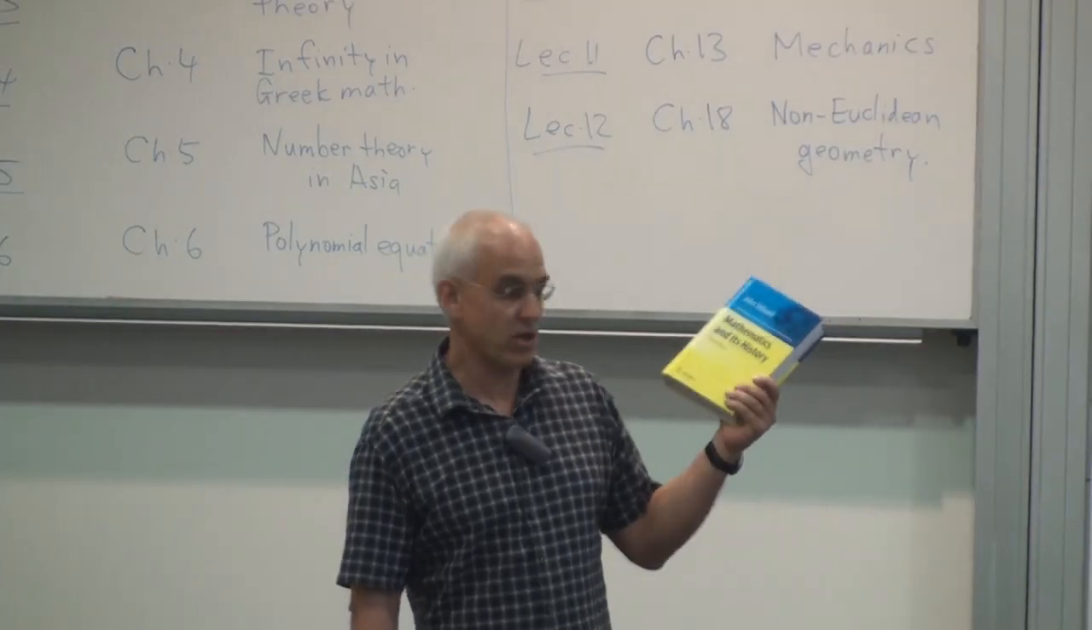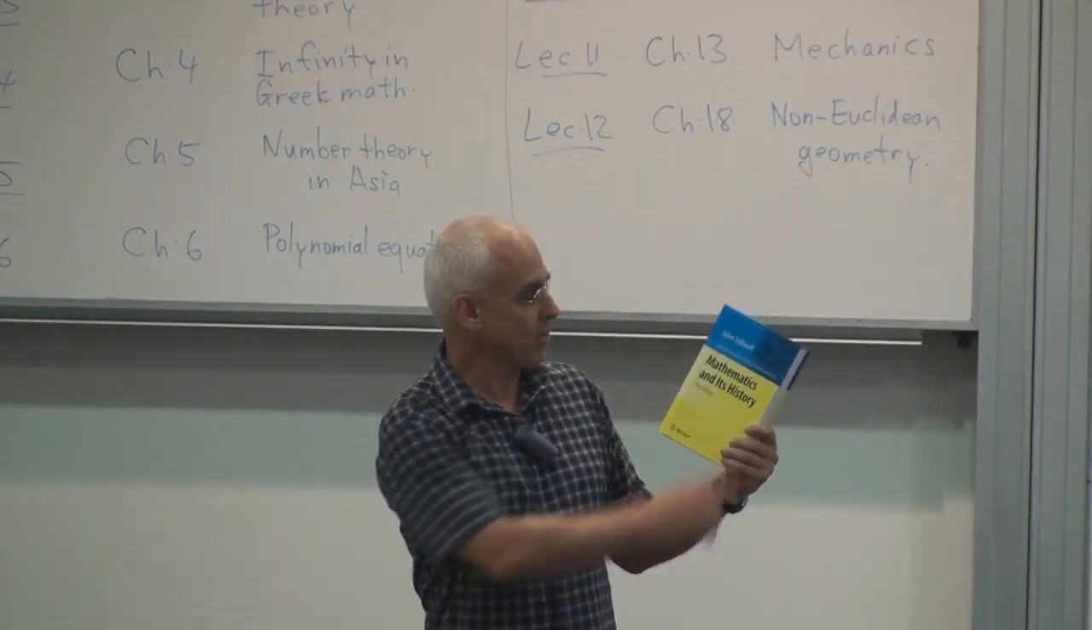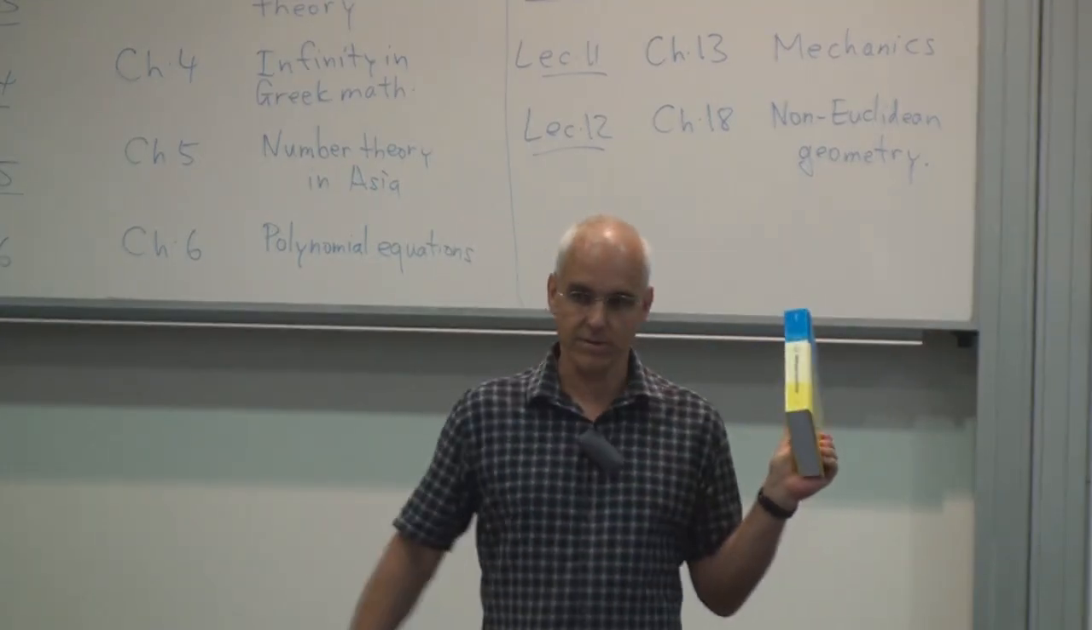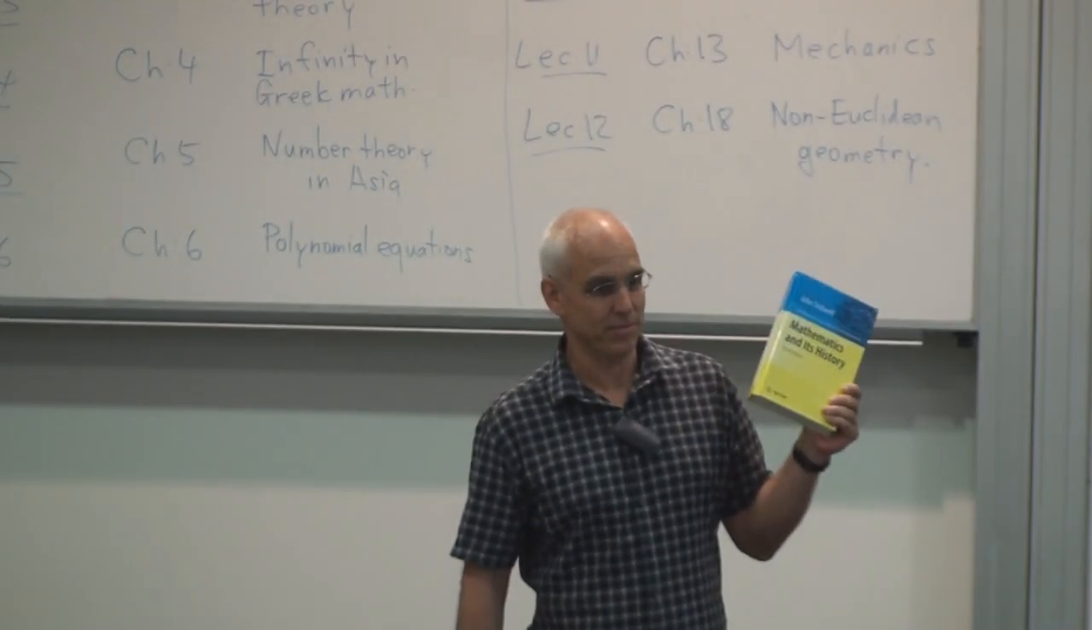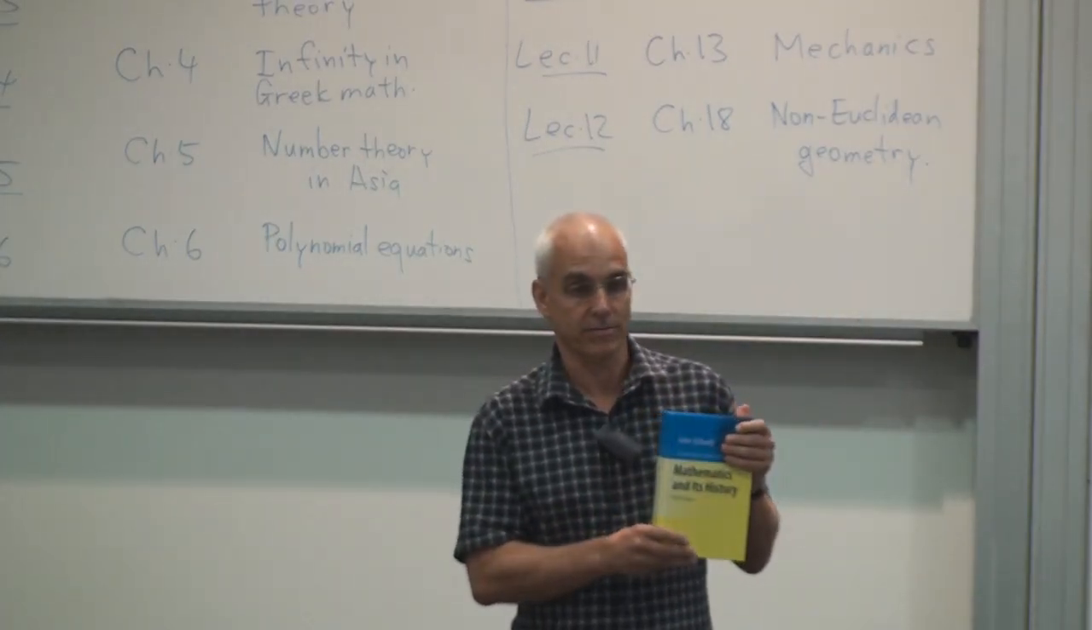It's a very nice book by John Stillwell. It's called Mathematics and Its History. It's an undergraduate text in mathematics, 3rd edition by Springer. It's available in the bookshop. It will also be on open reserve at the library.